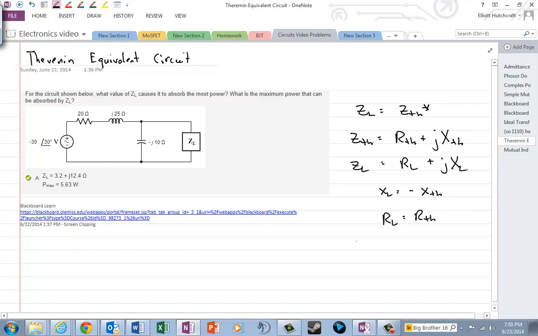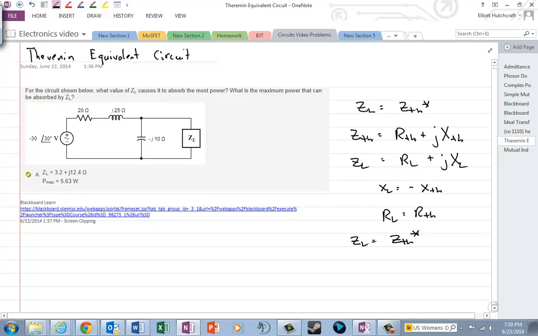So what that means is that ZL needs to be equal to Z Thevenin conjugate, because the real part of ZL is equal to R Thevenin. The imaginary part of ZL is equal to minus X Thevenin. So that's just the complex conjugate. Okay, so that means in this case, oftentimes we said we're going to attach an impedance between terminals A and B, and we want to know what that impedance had to be.